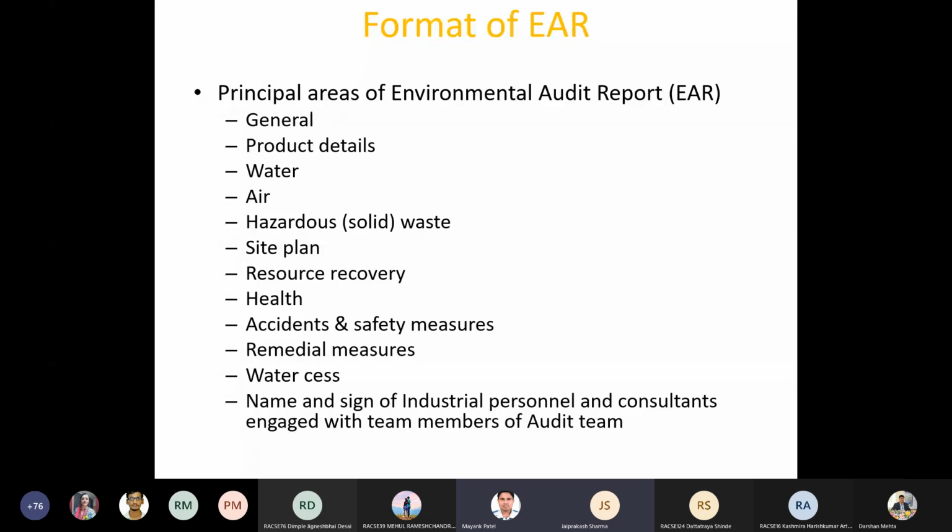So the principal areas of an environmental audit report are: general section, product details, water, air, hazardous solid waste, site plan, resource recovery, health, accidents and safety measures, remedial measures, and finally the name and sign of industrial personnel and the consultant engaged, along with the team members of the audit team. So whoever carries out this audit, their name and sign along with the designation is required. Apart from that, from the company side also, the personnel who are responsible, their sign is required at the end.